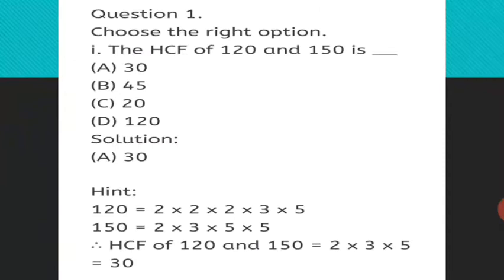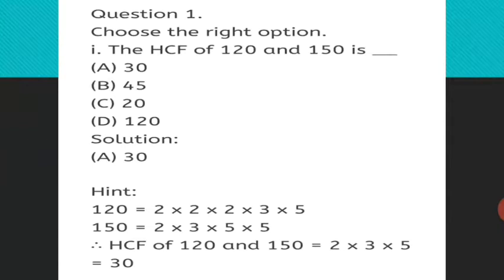First sum. The HCF of 120 and 150 is dash. There are 4 options: 30, 45, 20 or 120. Your solution is A, 30. And how do we get that?